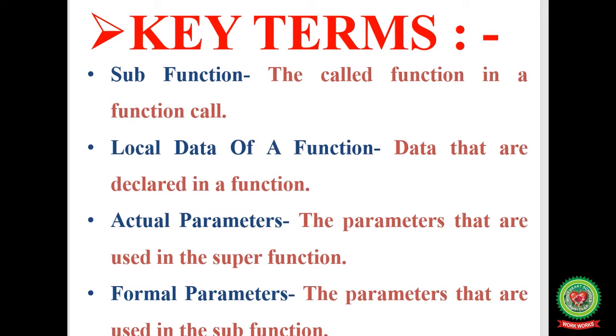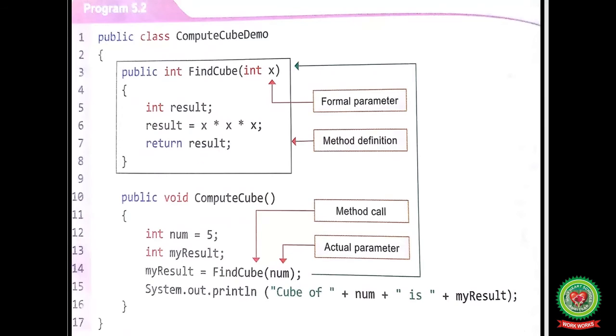Actual parameters, the parameters used in superfunction. Superfunction means calling function. Formal parameters, the parameters that are used in subfunction. Subfunction means the function that is called. Now let us understand all the key terms with the help of a program.